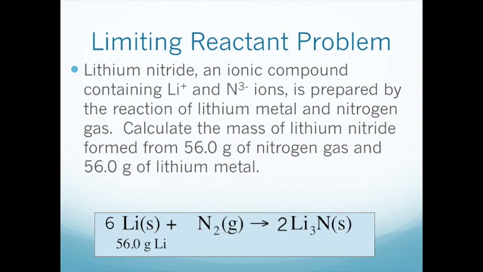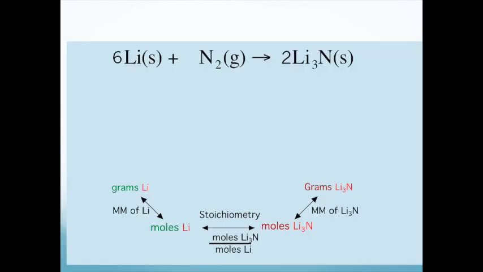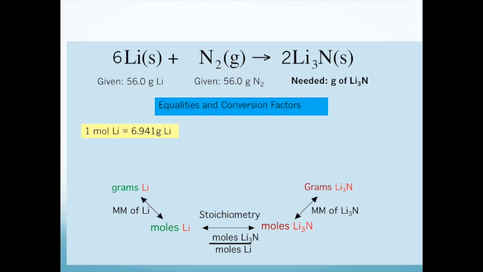If you have 56 grams of lithium and 56 grams of nitrogen, how many grams of lithium nitride do you make? Well, you have to convert from grams of lithium to moles of lithium, and then figure out how many moles of lithium nitride you would make from that many moles of lithium, and then you do the same thing for nitrogen gas. So you have a number of conversion factors.